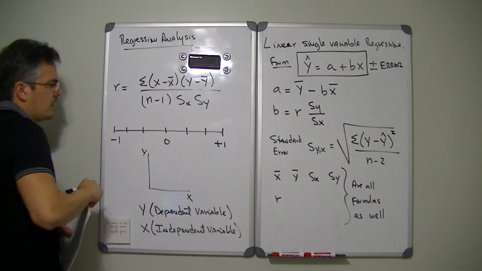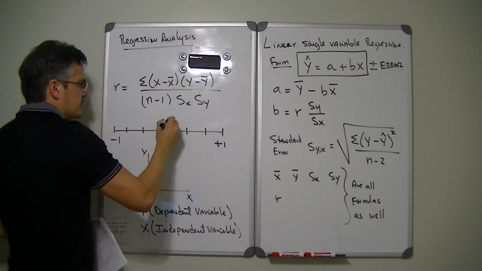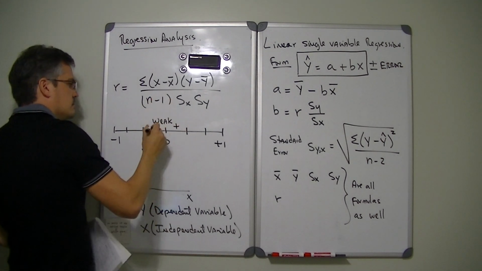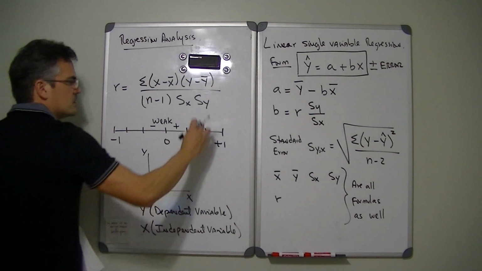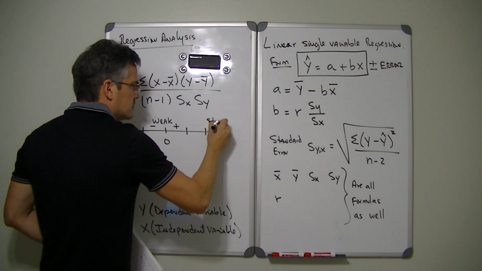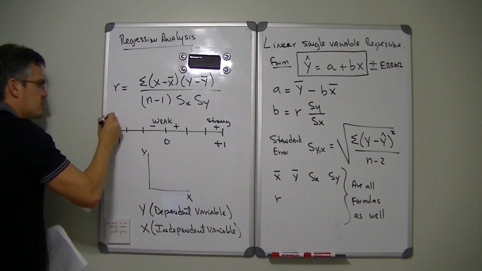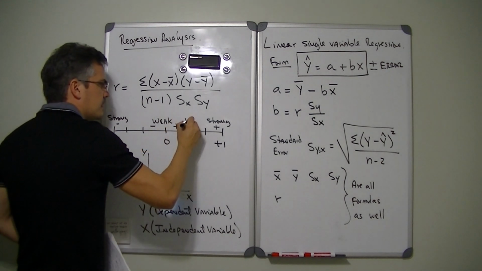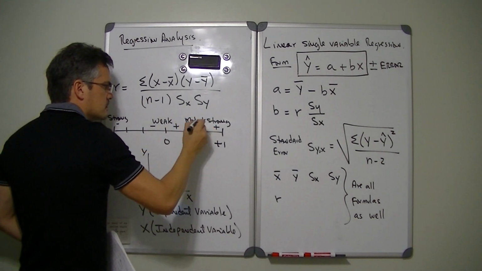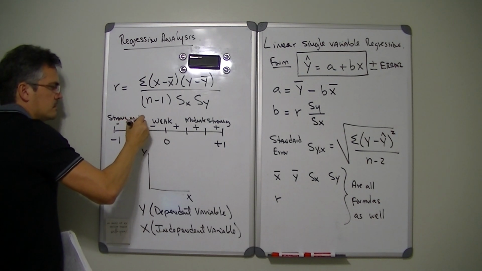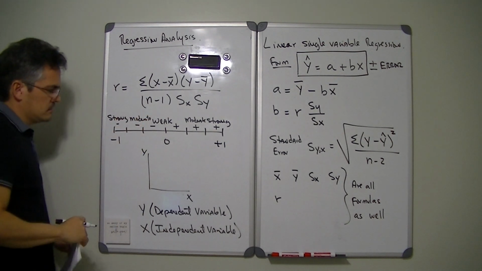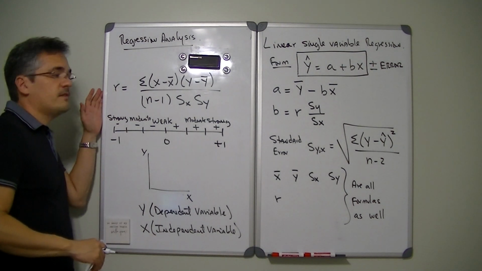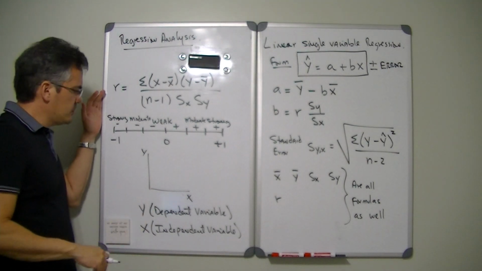Now, if we are somewhere around here, we can say that there's a weak correlation, in this case a positive weak correlation or a negative weak correlation. If we were somewhere around here, we can say strong positive correlation or strong negative correlation. And over here we can say moderate positive correlation or moderate negative correlation.